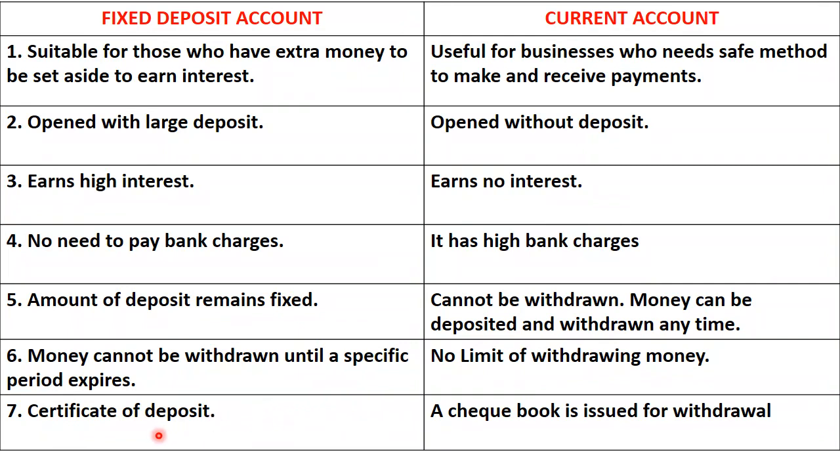Then in a fixed deposit account, you're going to be given a certificate of deposit once you deposit the money. Well, in a current account, a checkbook is issued for withdrawal. They will give you a checkbook that you can use to withdraw. So these are the differences between a fixed deposit account and a current account. See you in the next lesson.